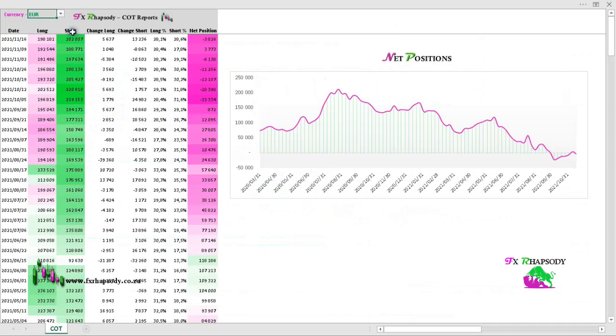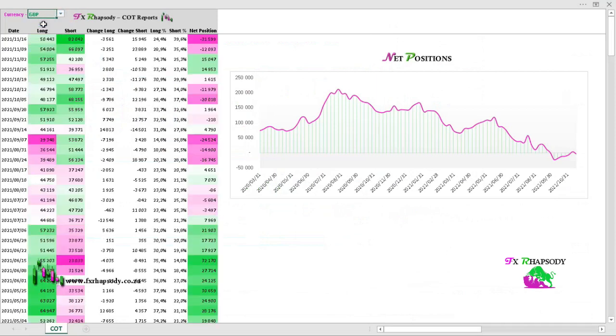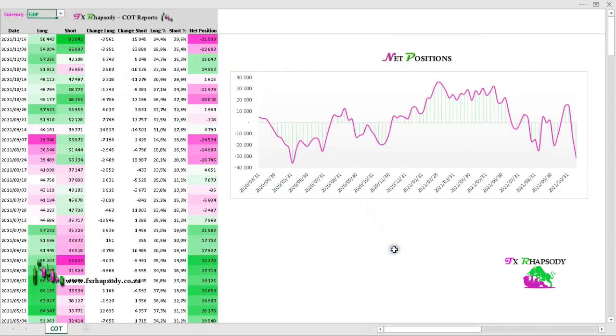COT, commitment of traders. Let's have a look on the British pound side. Because we are looking at the British pound, Japanese yen, let's look at the British pound first. So the British pound is at an extreme low for me. So you can see that it was dancing around that. So it went from a positive.